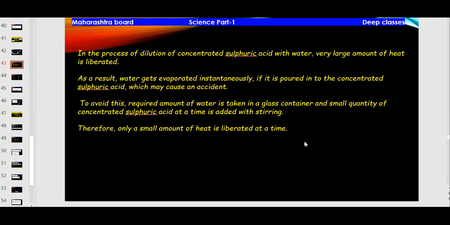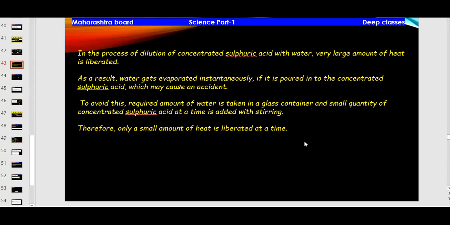So what to do to avoid such an accident? A required amount of water is taken in a glass container, and a small amount of concentrated sulfuric acid is added slowly and by stirring it. So what will happen when you do such a process? Only a little amount of heat is liberated at a time, so it is not very dangerous. We have to do it very carefully.